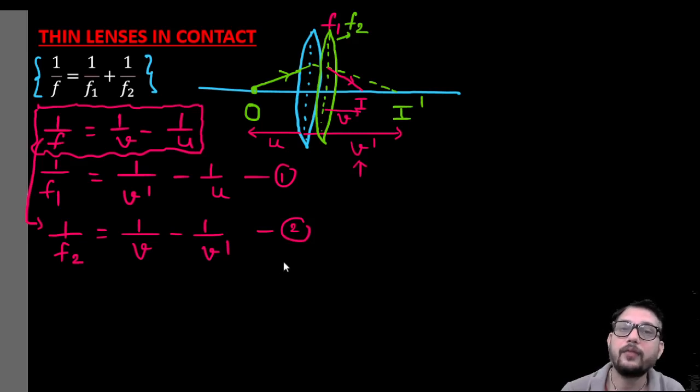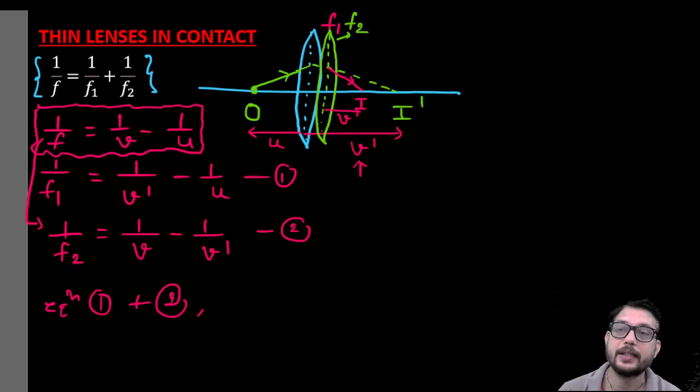Now what we have to do: because the two lenses are in contact, we can simply add them. So equation 1 plus 2. As you add these two equations, what do we get?